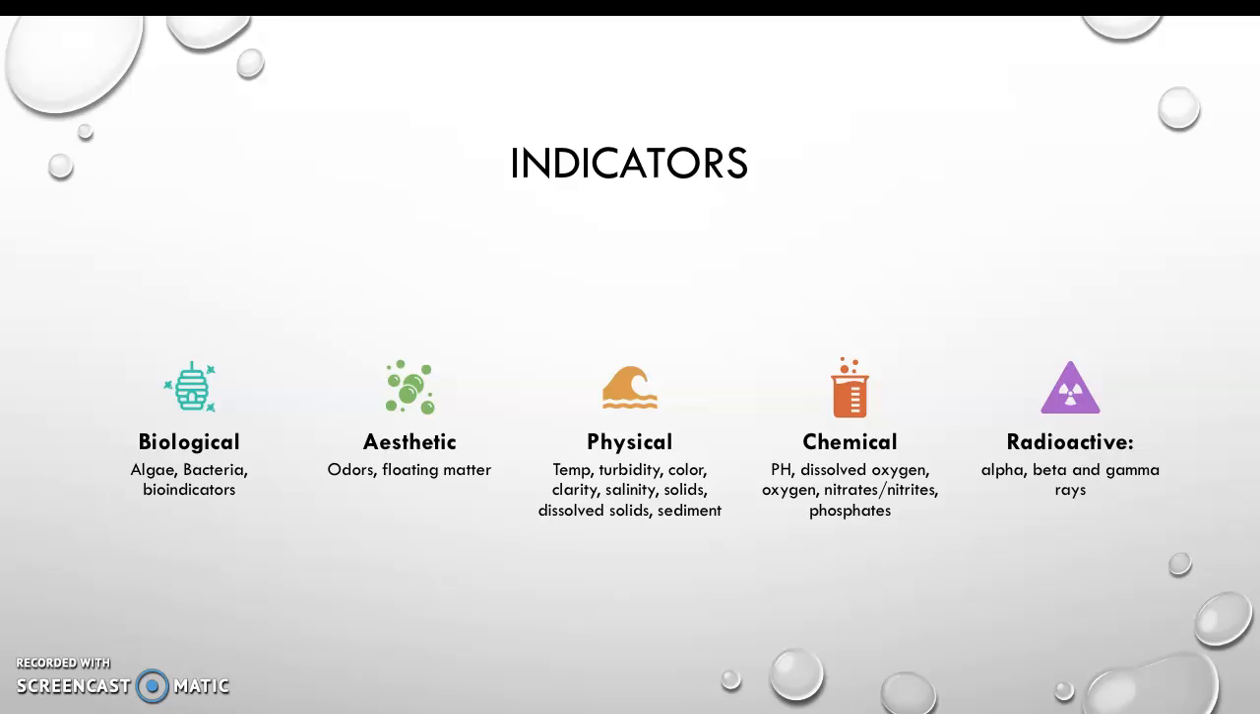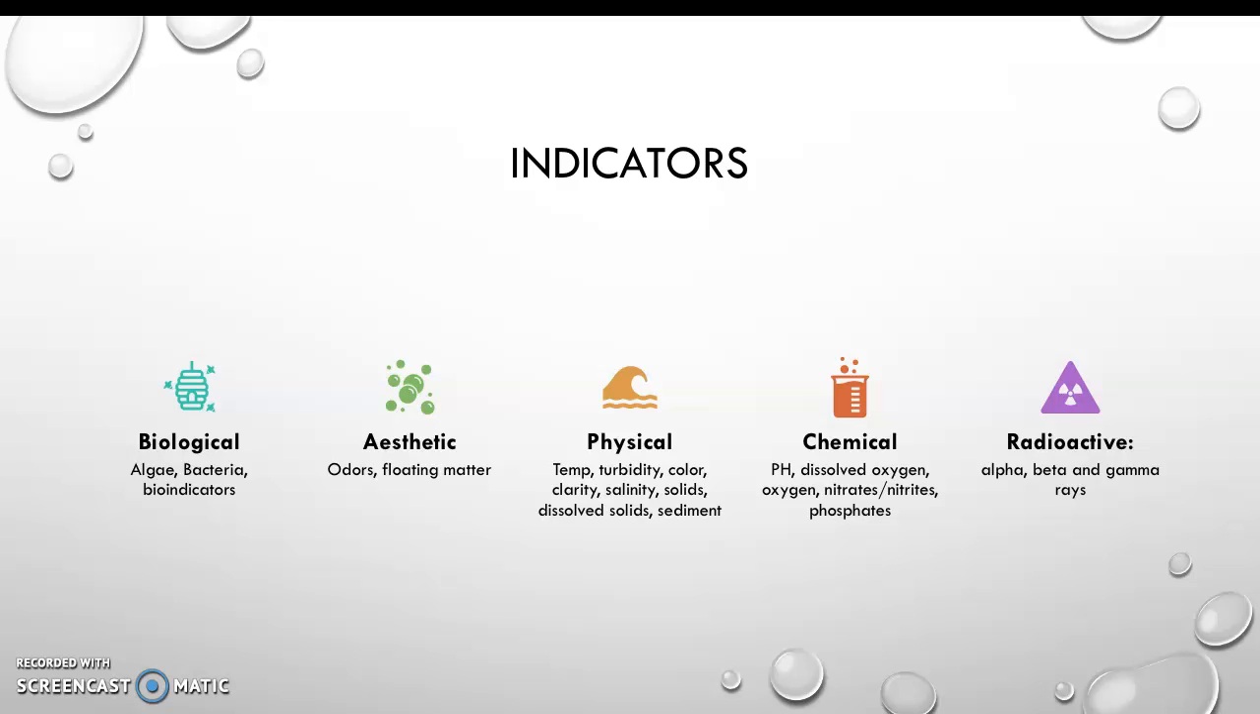Here are our indicators of biological health or water quality. So biological is where you're going to see if there's bacteria or algae or macroinvertebrates, living things, inside the water. We're also going to see if it has an odor or floating matter. So that's the aesthetic portion of the test. We're also going to test for physical properties: the temperature, the turbidity, the color, the clarity, the salinity, solids, dissolved solids, and sediment, which is like dirt.